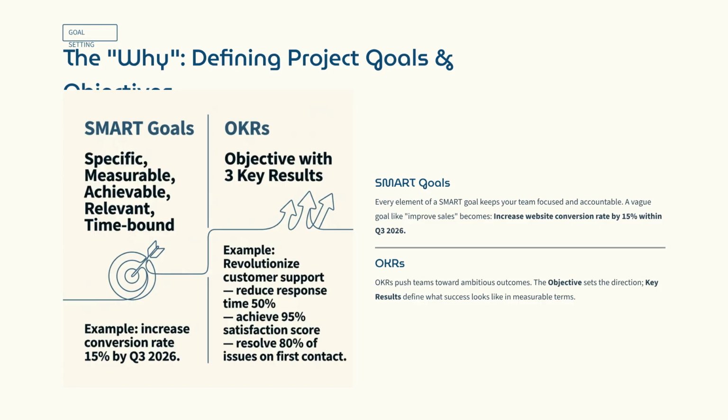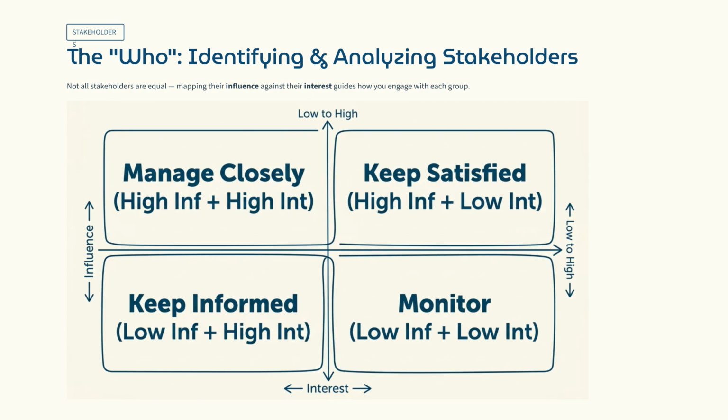Defining project goals involves understanding the why. We use frameworks like SMART goals, which are specific, measurable, achievable, relevant, and time-bound. Objectives and key results, or OKRs, help push teams toward ambitious, measurable outcomes. The who of the project involves identifying and analyzing stakeholders. Mapping their influence against their interest guides engagement strategy. Those with high influence and interest should be managed closely.